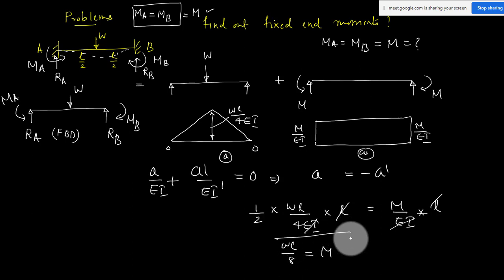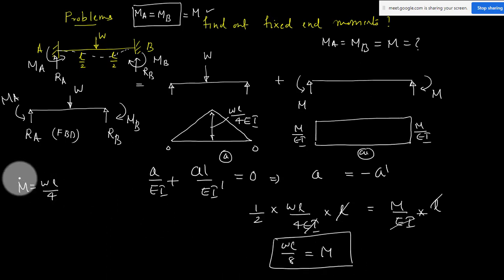So that means the value of M. Okay, value of M. So we got M is equal to WL by 4. The sign anyway, you can neglect the sign if you want, because I just want the magnitude of the moment, because I know the direction of moment, it should be anti-clockwise at one end and clockwise at the other. So we have to find out only the magnitude. So that is our answer.